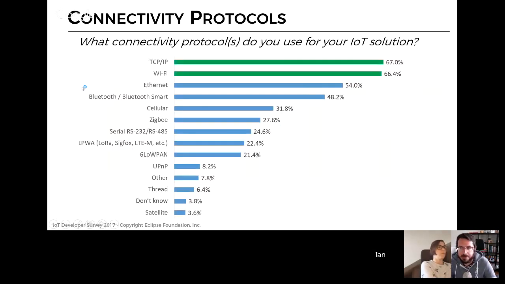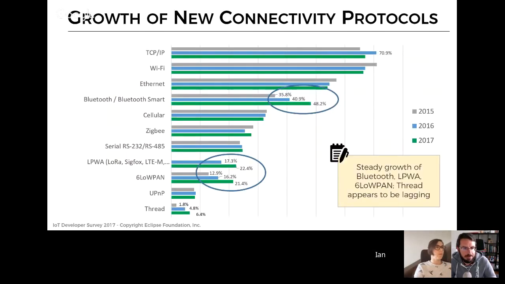So, connectivity protocols. We've asked this for the last 3 years, and frankly, we do mix technologies here, so it's not apples to apples. I appreciate that. Certainly the primary protocols have been TCP/IP and Wi-Fi, and this is the trend chart. So that's not terribly surprising.